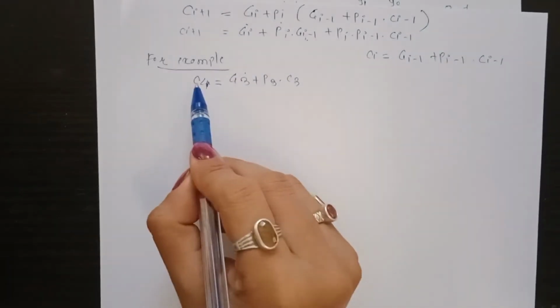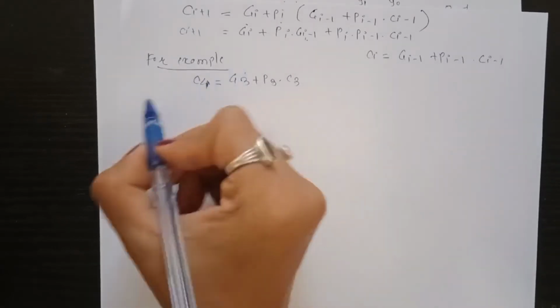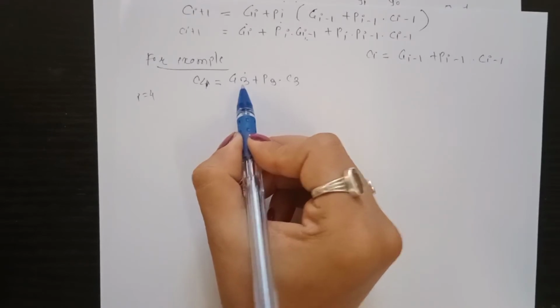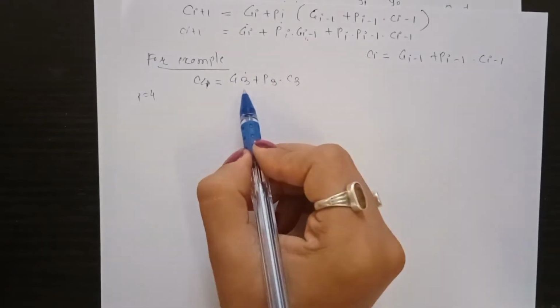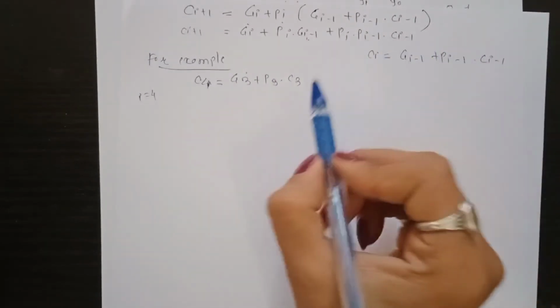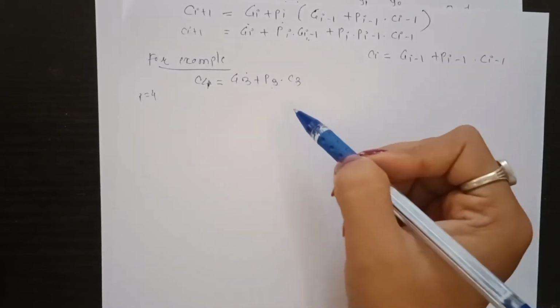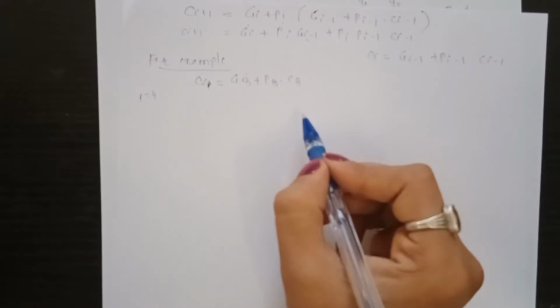That means for C4, the value of i is 4. So for C4 it is G3, since i minus 1 is 4 minus 1, which is 3. Then Pi minus 1, again P3 into C3. Okay. Now we have to factorize this expression.